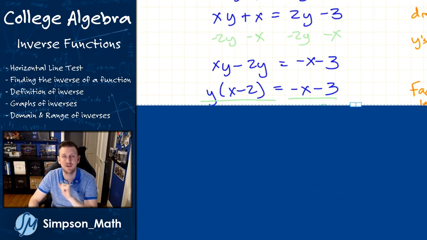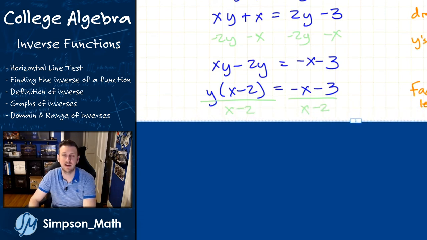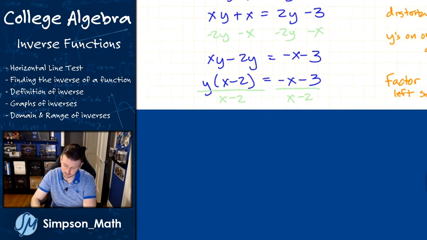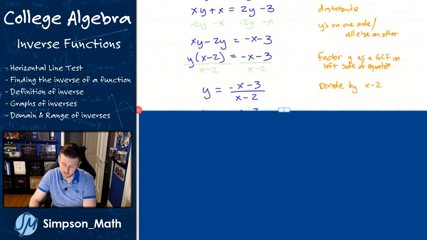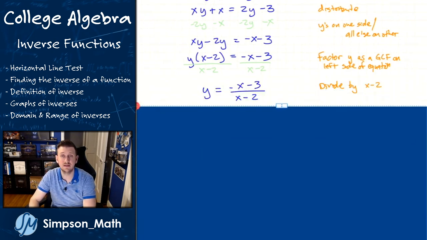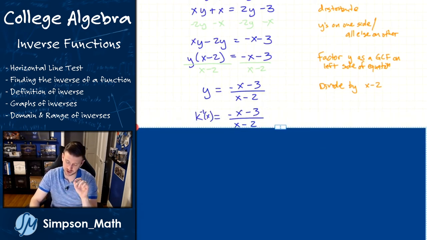It's like magic. So I have the single y, I can get rid of whatever is attached to it by multiplication through division. So I'm going to divide both sides by x minus 2, those reduce to 1, and now we have this over here on the right hand side. And so we end up with y is this, negative x minus 3 over x minus 2. You're good, you can stop there after changing it to k inverse of x.